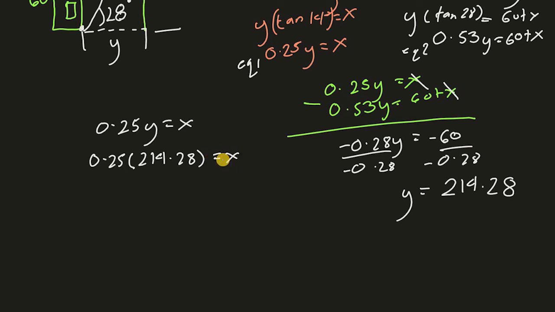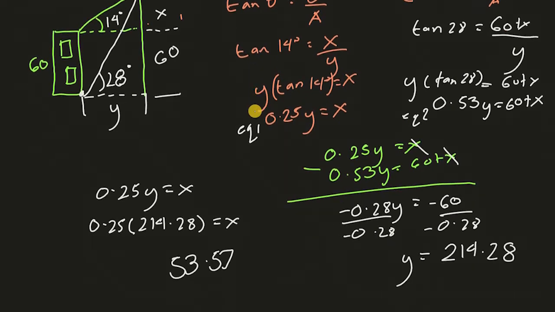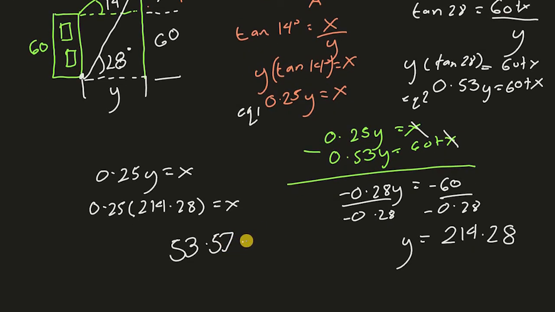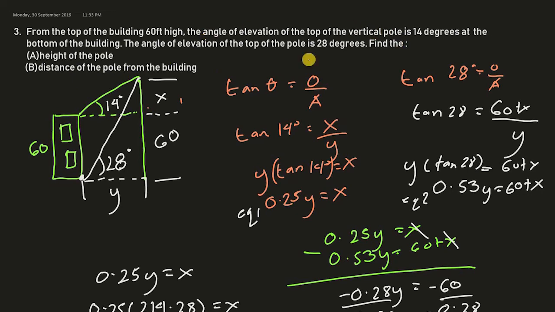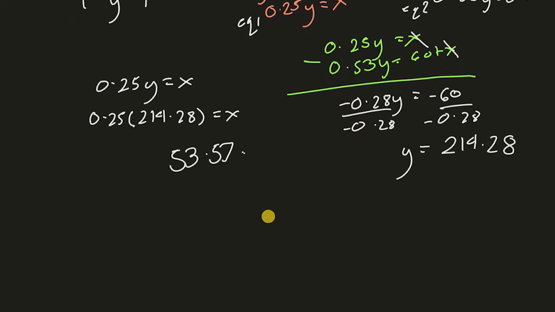So, to solve for that, 214.28 times 0.25, that's equal to 53.57. So guys, the value of our x is 53.57. But take note, guys, what it's asking is the height of the pole. So, to solve for the height of the pole, we would add 60 from here. Height would be equal to 53.57 plus 60 feet. So, that would be equal to 113.57.